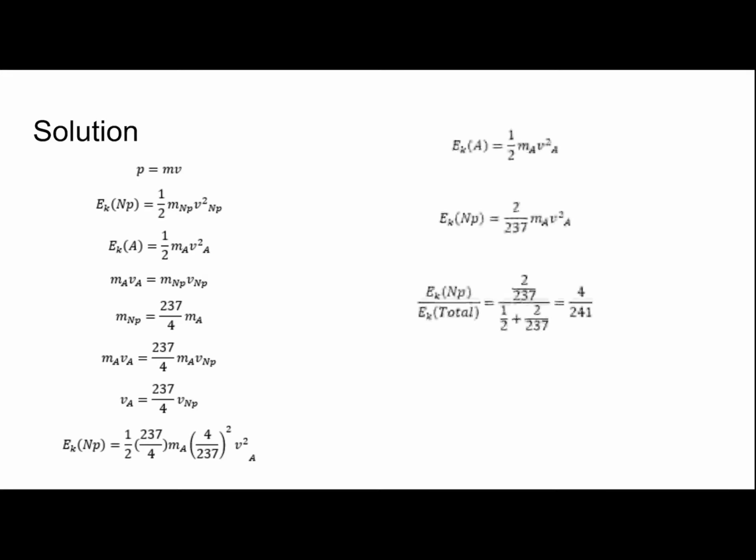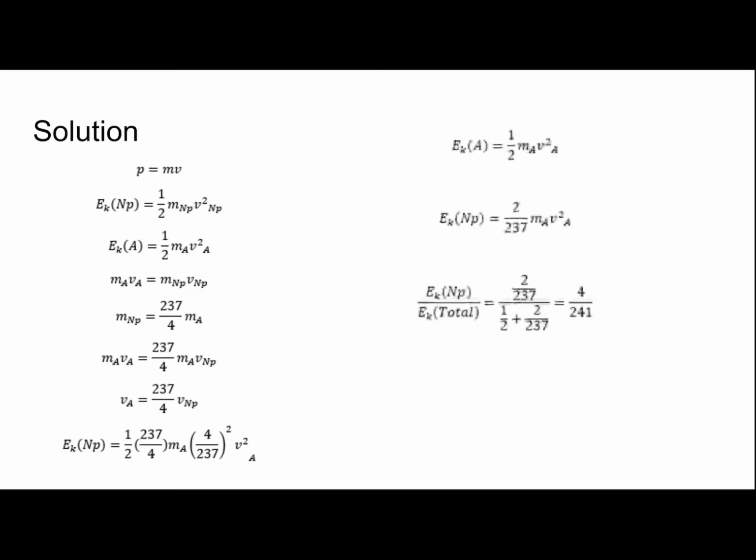We know that the kinetic energy of the alpha particle is simply equal to half its mass times its velocity squared. And after simplifying this equation, we get that the kinetic energy of neptunium is equal to 2 over 237 times the mass of the alpha particle times the square of the alpha particle speed. The percentage of the kinetic energy that goes to neptunium is simply the energy of the neptunium nucleus divided by the total energy of the system.